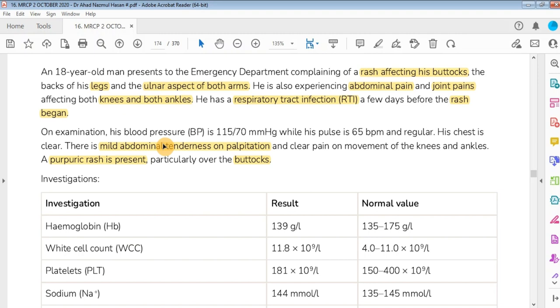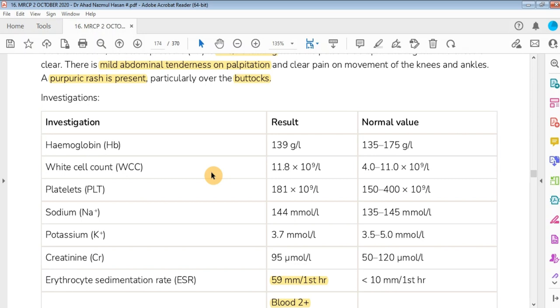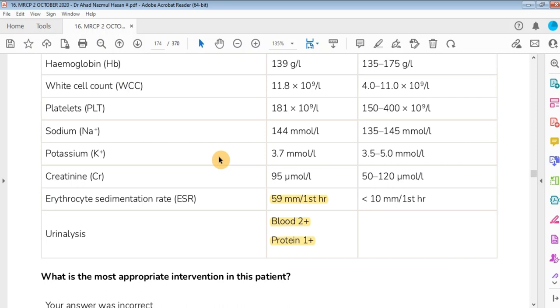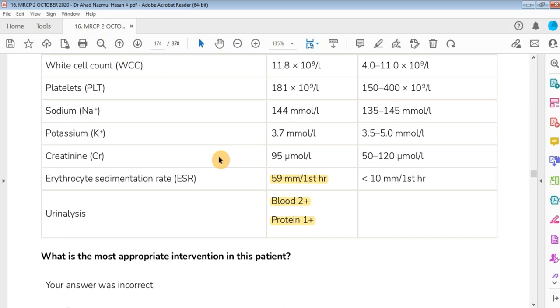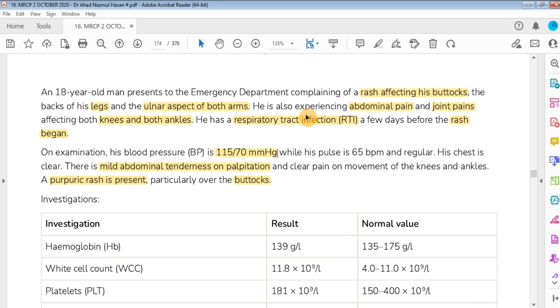On examination, BP 115/70 and pulse 65 and regular, his chest is clear. There is mild abdominal tenderness on palpation and clear pain on movement of the knees and ankles. A purpuric rash is present, particularly over the buttock. Hemoglobin normal, WBC 11.8, platelets 180, sodium normal, potassium normal, creatinine normal, ESR 59, urinalysis blood 2 plus, protein 1 plus. So diagnosis?